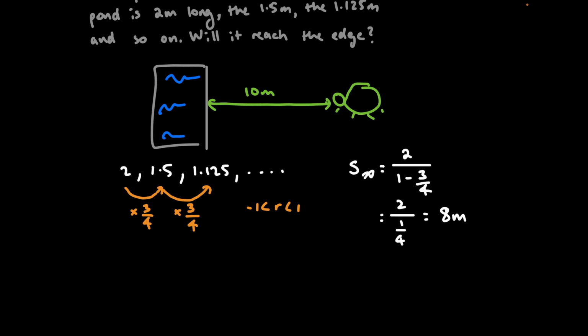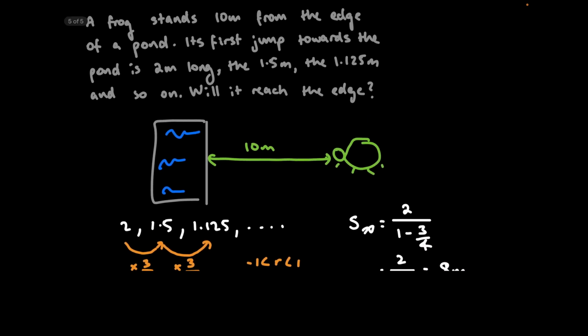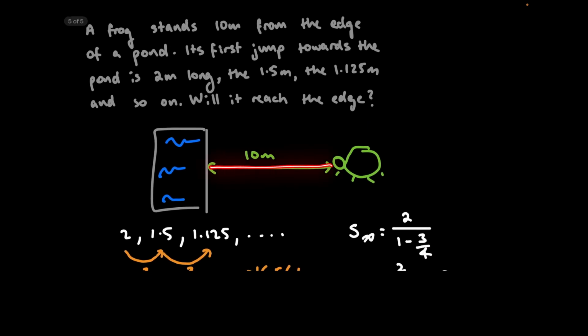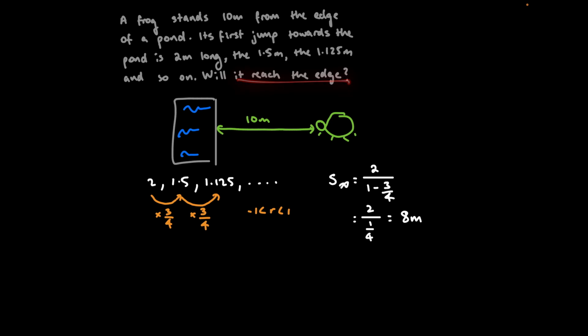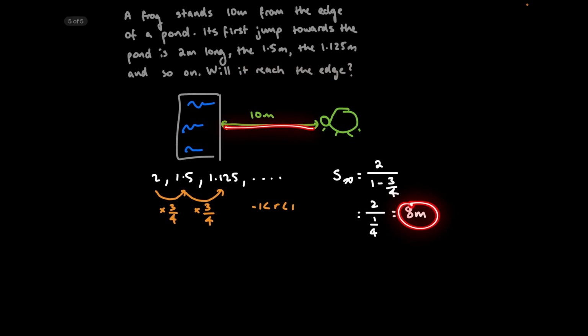meters. So even if this frog continues to bounce and jump closer towards the pond for an infinite number of jumps, it will only ever travel a total distance, or a maximum distance, I should say, of 8 meters. So that means because the distance between the frog and the pond is 10 meters, it will never reach the edge of the pond, because it'll travel 8 meters even though the distance is 10. So that's how you do this question here.